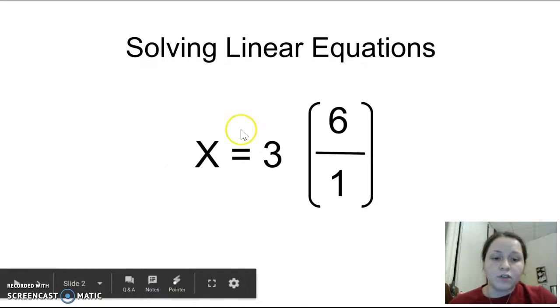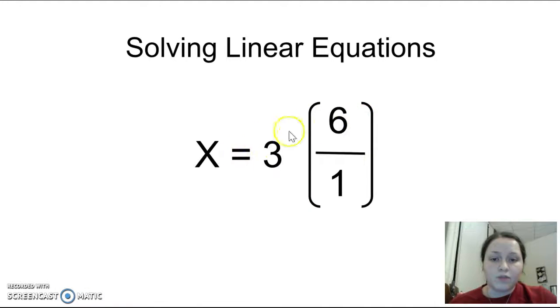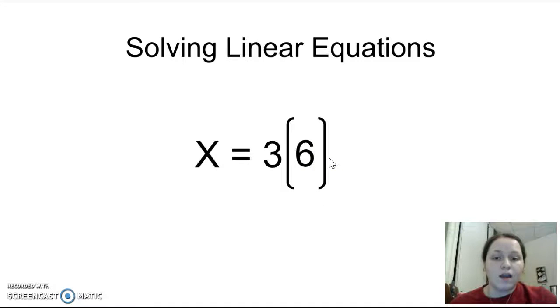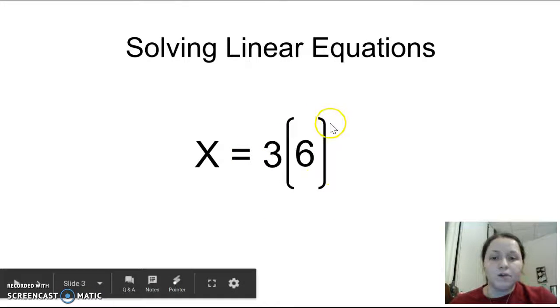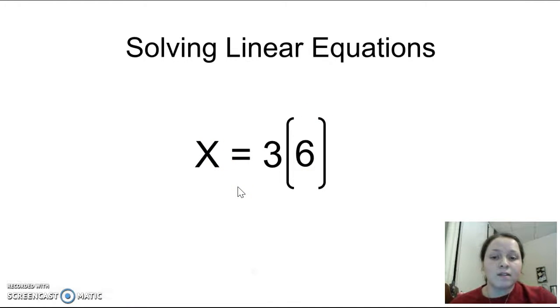So now that we're left with just this equation, we want to get rid of this fraction so we can multiply to solve for x. Now when doing this, 6 divided by 1 is going to be 6, so we're just going to cancel out that 1, leaving us with x equals 3 times 6. So now we just solve this right here, easy multiplication, and that's going to give us x. So 3 times 6 is going to give us 18, so x is going to equal 18.